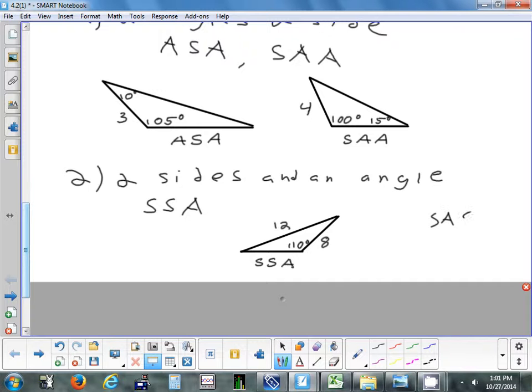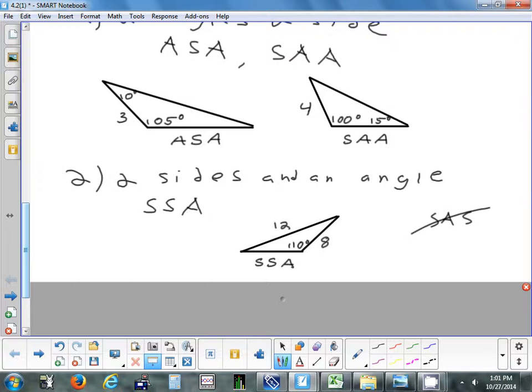Side, angle, side. That's a different type that we're not going to do with this law. Law of sines can't be used on side, angle, side. And there's one other arrangement of letters. Anybody know the last way you can arrange? Angle, angle, side would be side, angle, angle. Yeah, same thing. Wait, so side, angle, side isn't one? Yep, side, angle, side is not one that we can do with what I'm teaching you today. It is one, but we're not doing it today.